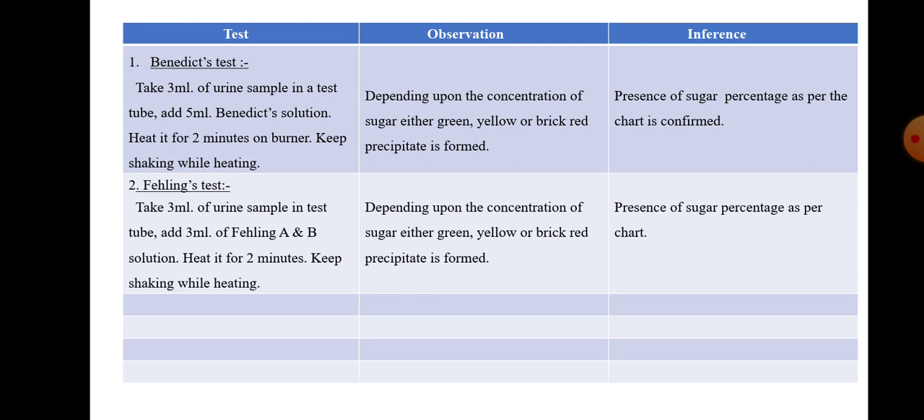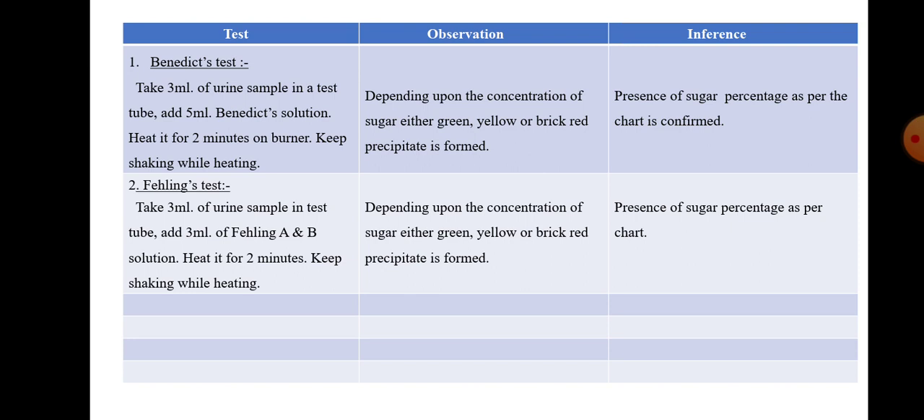The first test which we are going to do is the Benedict's test. Take 3 ml of urine sample in a test tube. To it add 5 ml of Benedict solution and heat this solution for 2 minutes on the burner. Keep shaking the test tube while heating. The observation is that, depending upon the concentration of sugar, either green color, yellow color or brick red precipitate is formed. The inference is that the presence of sugar, with percentage as per the chart, is confirmed.